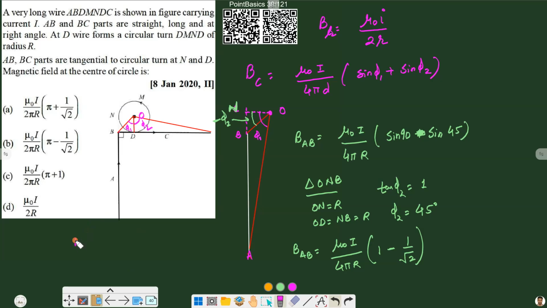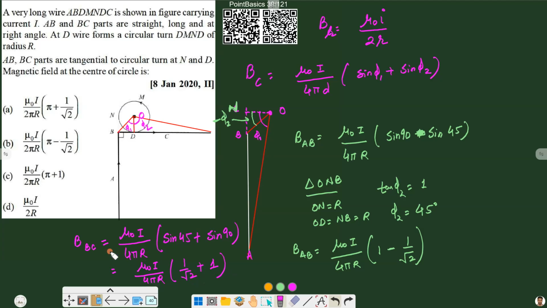So the magnetic field due to the BC part, this BC long conductor, will be mu naught I by 4 pi R times (sine of phi 1, that is 45, plus sine of 90). So here we will have mu naught I by 4 pi R times (1 by root 2 plus 1). Now let's check the direction of the magnetic field.